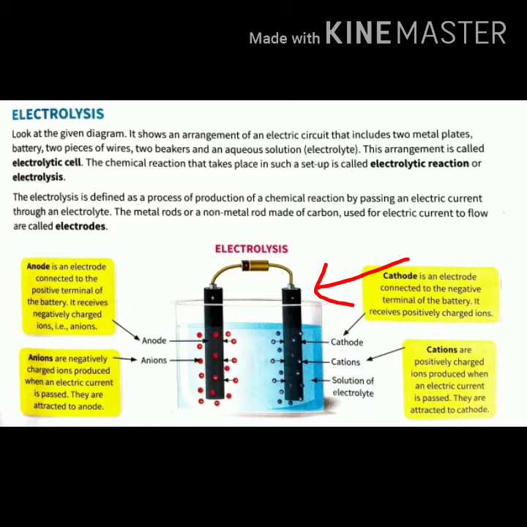The difference between the anode and cathode electrodes is that the anode is an electrode which is connected to the positive terminal of the battery. It also receives negatively charged ions, that is anions, while the cathode is an electrode which is connected to the negative terminal of the battery, and it receives positively charged ions. Anions are negatively charged ions, so they are attracted to the anode, while cations are positively charged ions which are attracted to the cathode. And this blue solution is known as the electrolyte because it has ions which can conduct electricity.